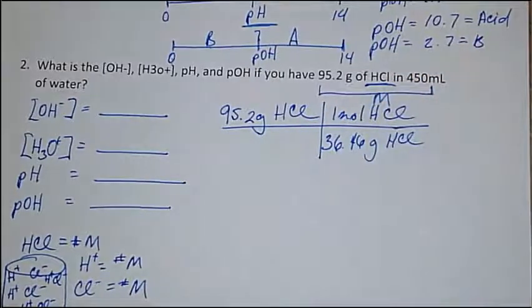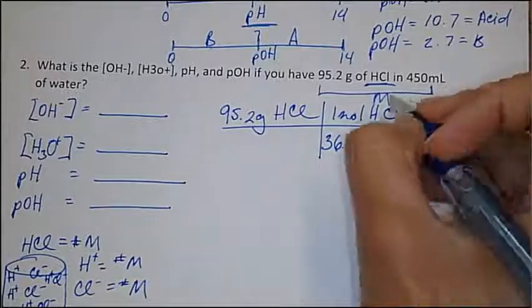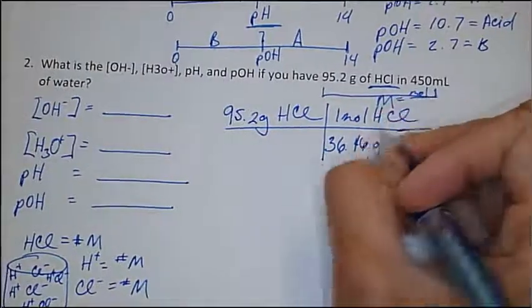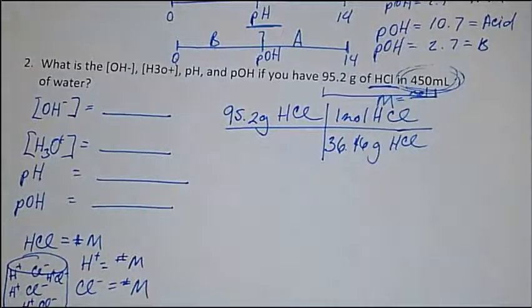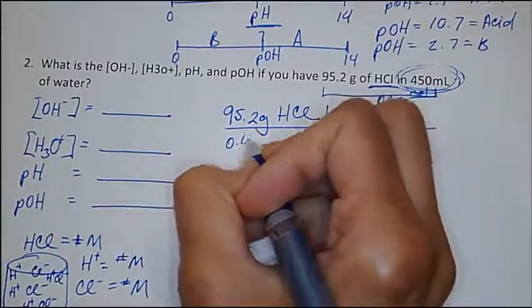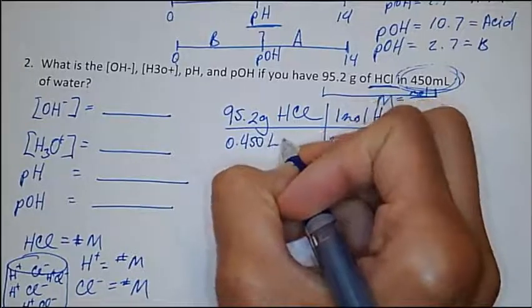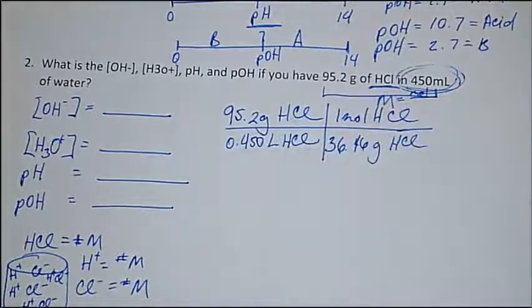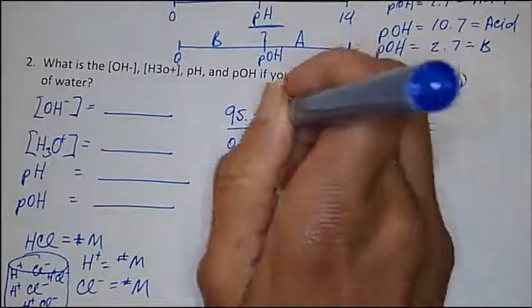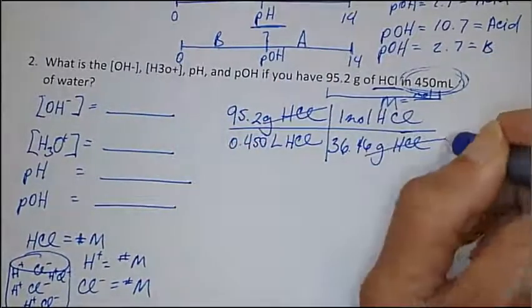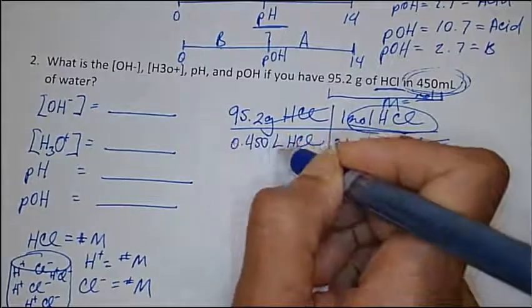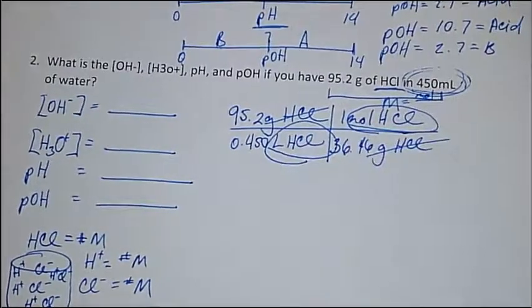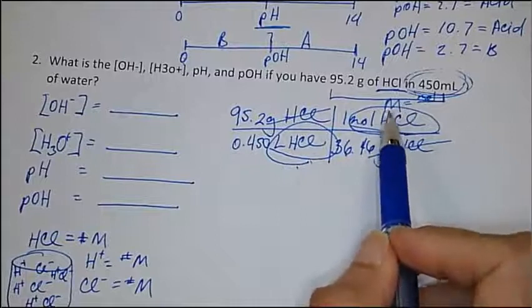Okay, and that's it. So now remember, molarity is moles over liters. So we have moles and we don't have liters, but we do have the volume of our solvent. So again, we're going to write 450 liters of hydrochloric acid. Okay, so my grams will cancel, and I will be left with moles of hydrochloric acid over liters of hydrochloric acid, which is my molarity.